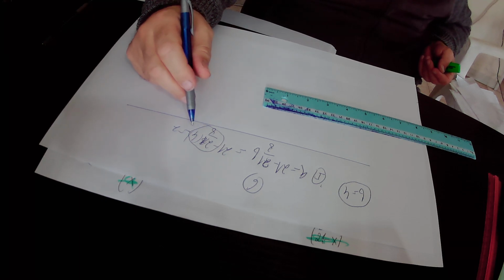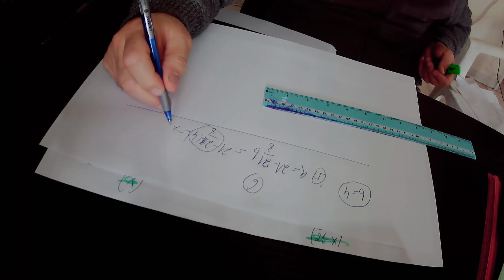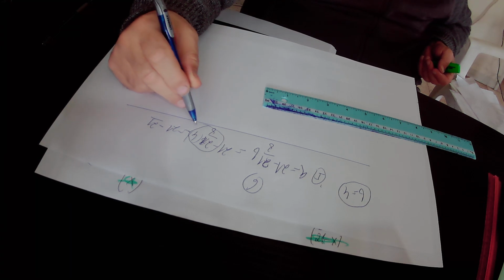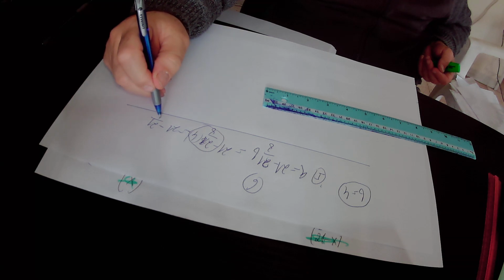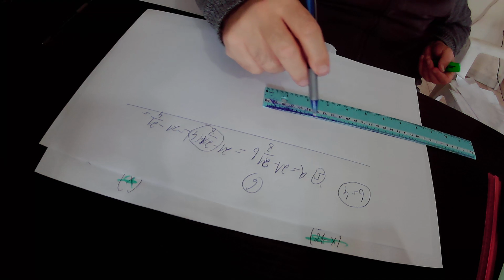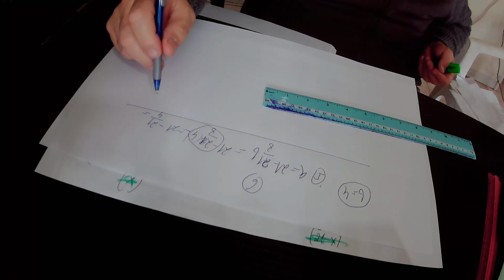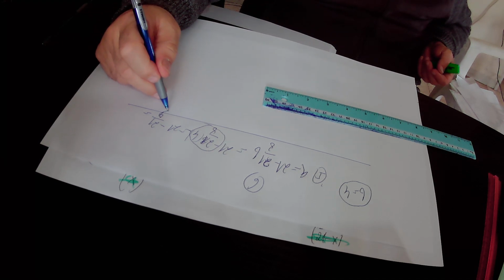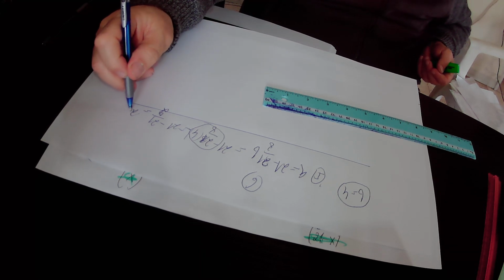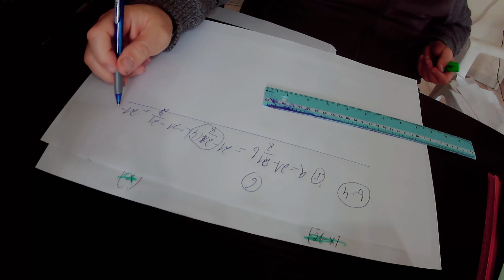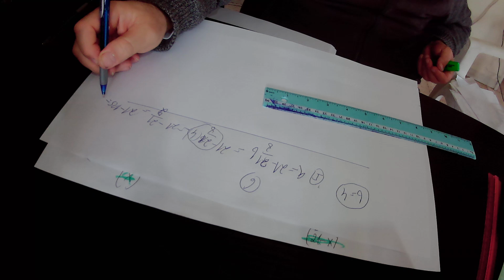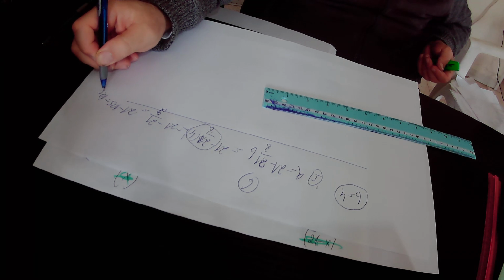4 over 4 is 1, so in the numerator we are left only with minus 21, and here 8 over 4 is 2. So the length of rectangle PQST when B equals 4 is 21 minus 21 over 2, which is minus 10.5. So the length is 21 minus 10.5, that is 10.5.